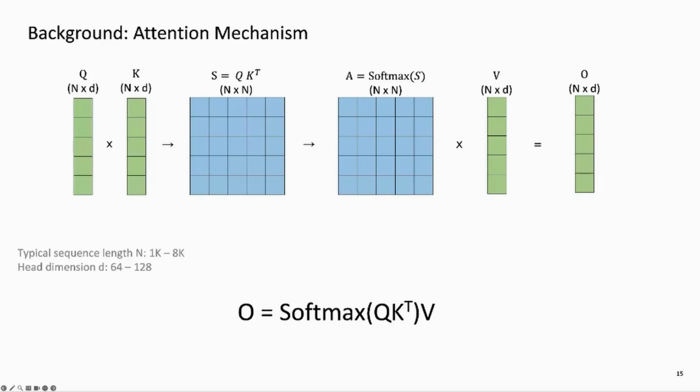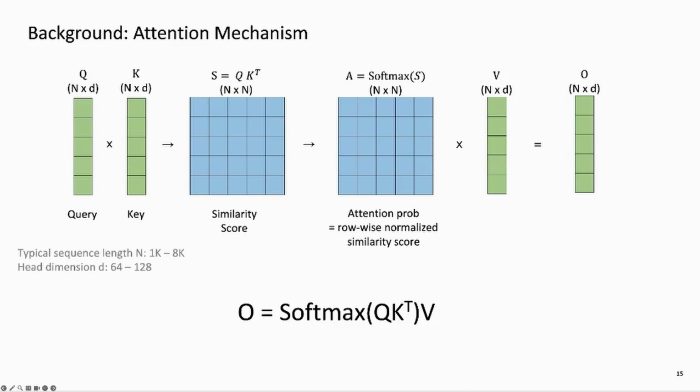So as input, we have the query Q and the key K, and they're of size n by d, where n is the sequence length, on the order of 1K to 8K, and d is the head dimension, which is 64 or 128. You multiply both of them to get some kind of similarity score of size n by n.